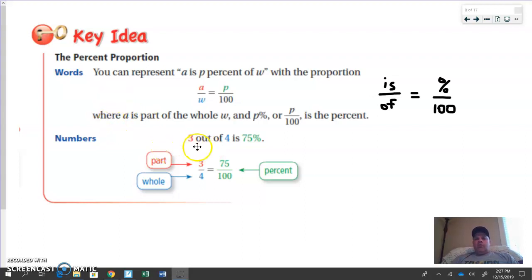So in this question, 3 out of 4, notice that they put the 4 on the bottom because it is the of, is 75%. So 75 over 100, 3 is 75% of 4.